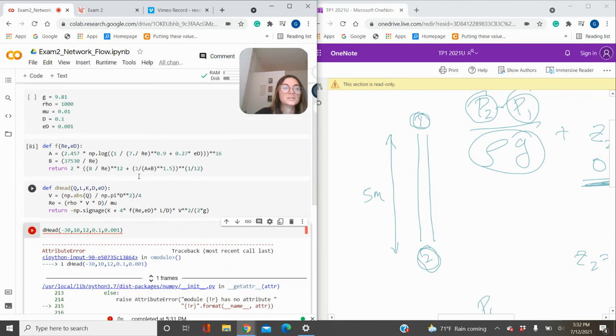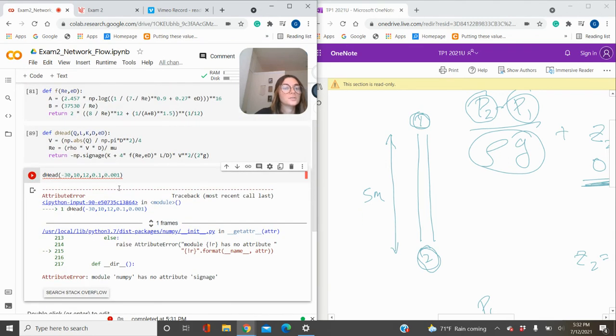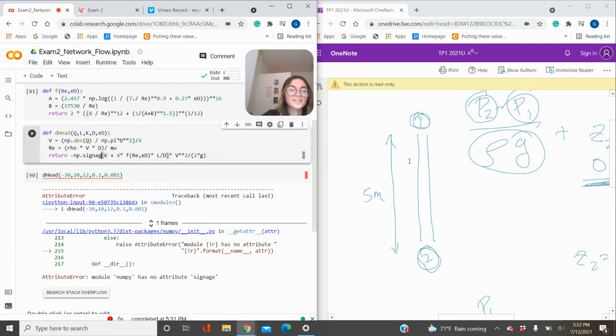I apologize. So, to use the signage, just kidding. There's no such thing as signage. All right, negative NP sign. And that should be the right way, because it's telling me here that there's no attribute signage, so I kind of just made that one up.